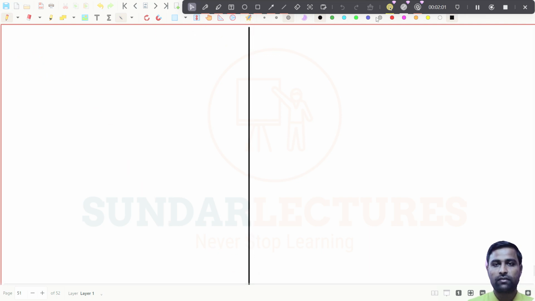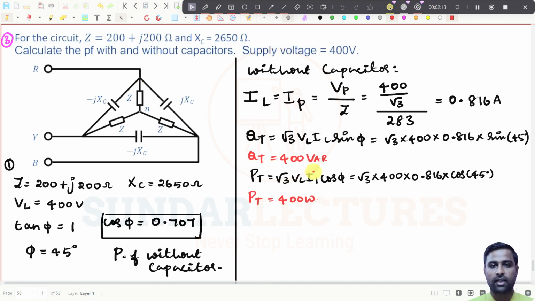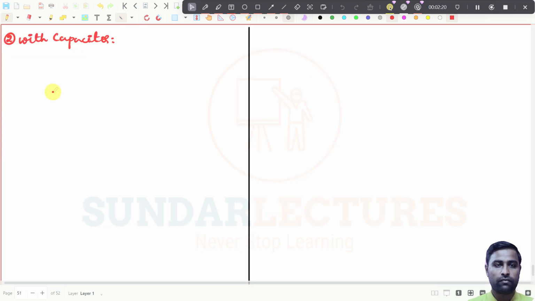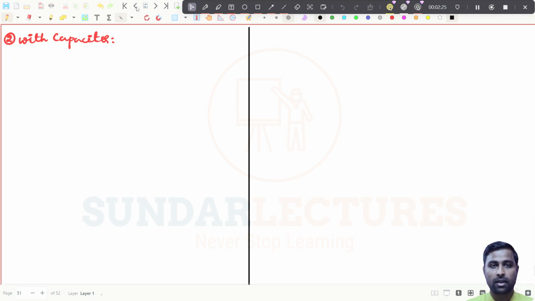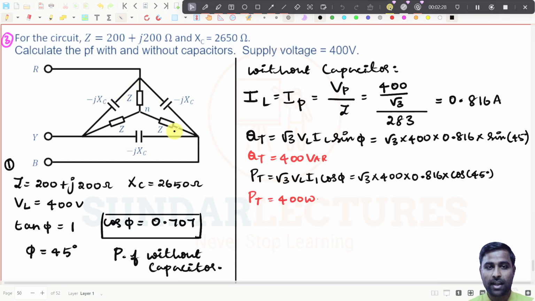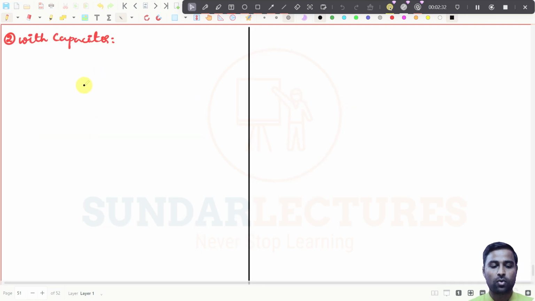Now the second one, with the capacitor. Up to this point, whatever we have found is without capacitor. We have not connected any capacitors, and without capacitor I am getting this PT and this QT. Now, with the capacitor, what will we do? The capacitors are connected in delta manner. So if capacitors are connected like that, we can find the capacitor line current.